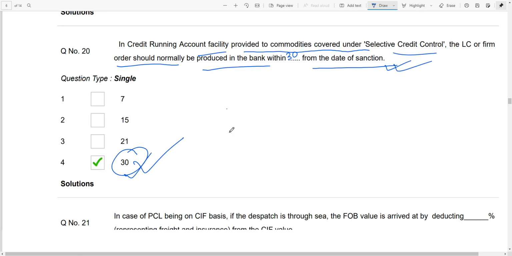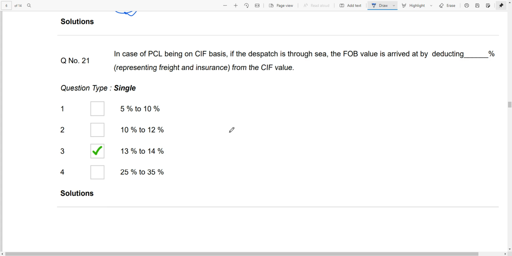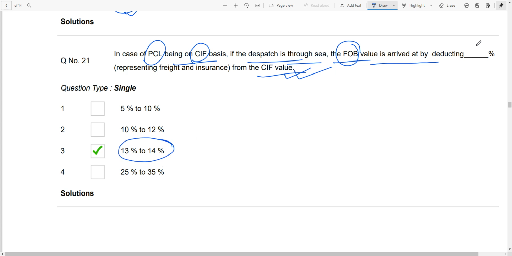Question number 21. In case of PCL, packing credit limit, being on CIF basis, cost, insurance, and freight basis, if the dispatch is through sea, the FOB value, free on board value, is arrived at by deducting dash percent from the CIF value. By air, it is 25%. By sea, it is 13 to 14%. So the correct answer is 13 to 14%. In case of PCL being on CIF basis, if the dispatch is through sea, the FOB value is arrived at by deducting 13 to 14% from CIF value.